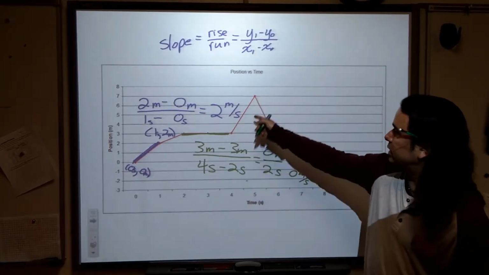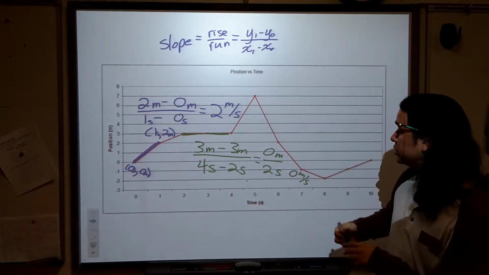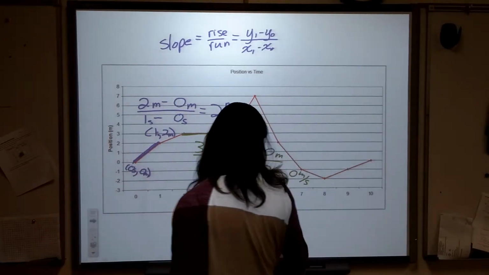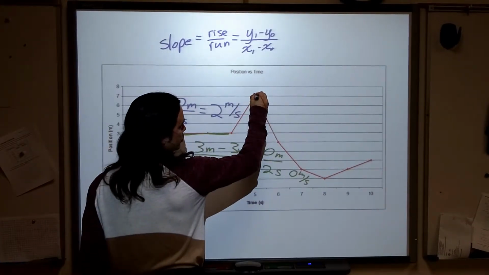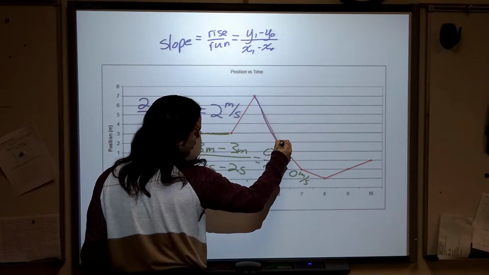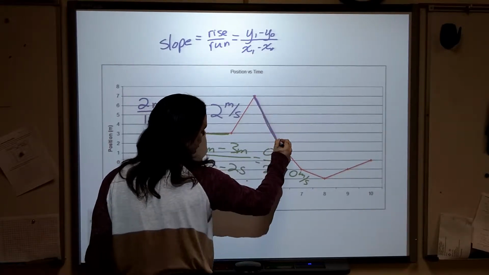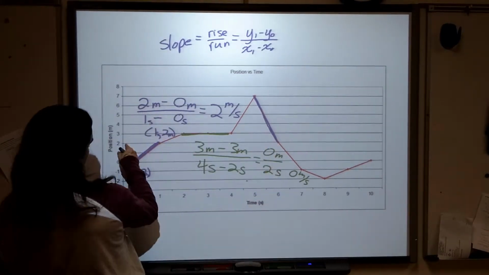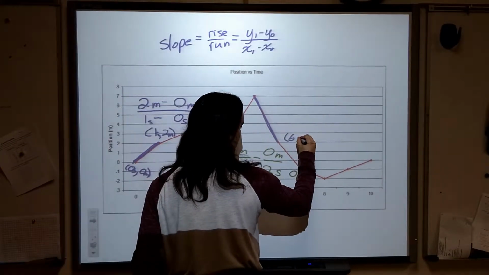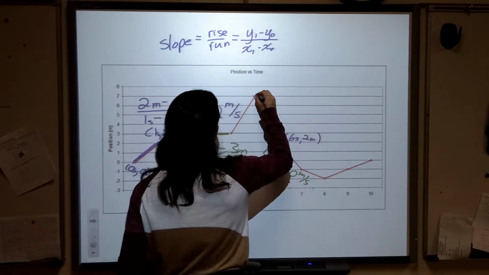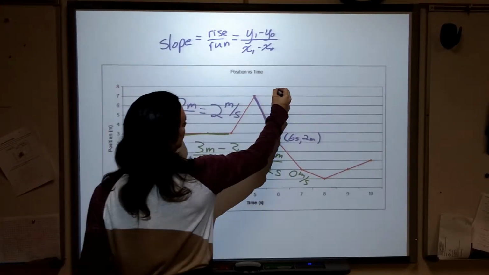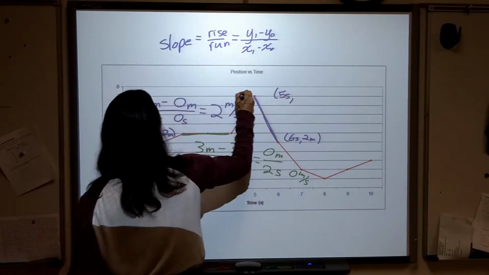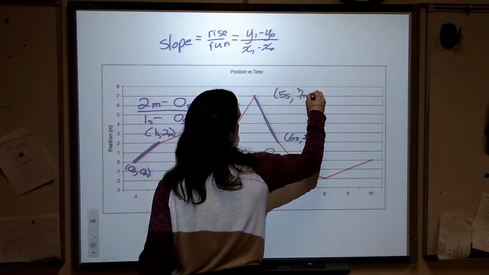Then we have another velocity in here. You could find that with your slope. But why do I keep saying velocity? Let's look at this one. This one's a little weird. My second point is over here. It's at 6 and 2. So we've got 6 seconds, 2 meters. And up here we've got 5 seconds and 7 meters.